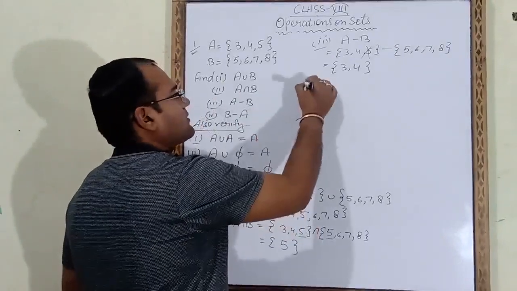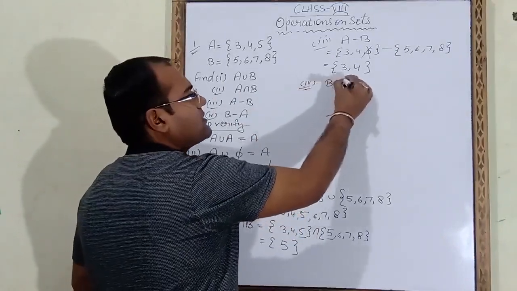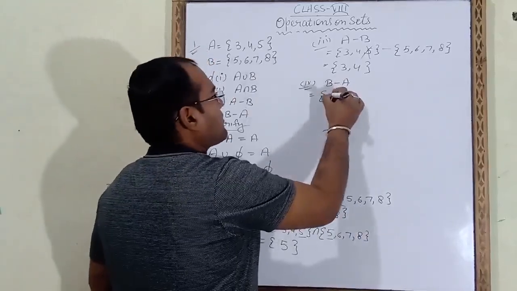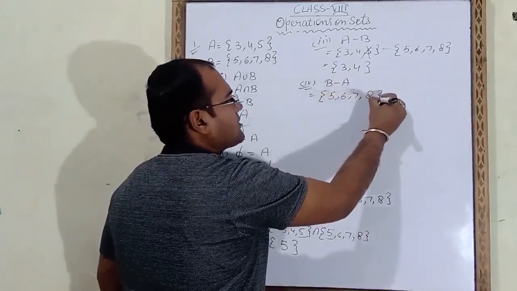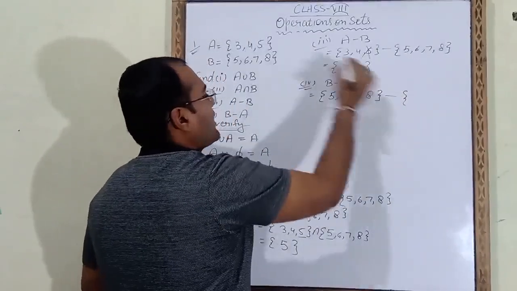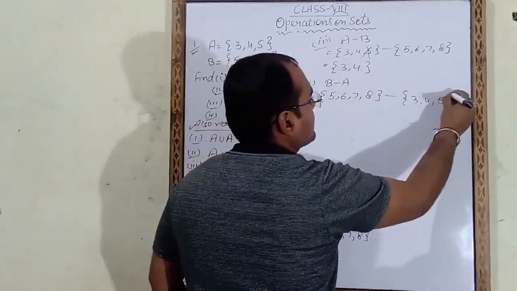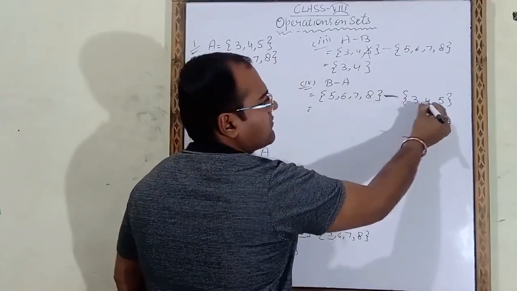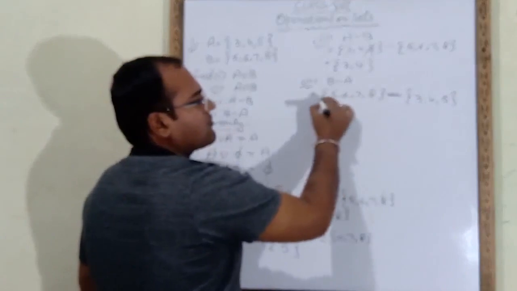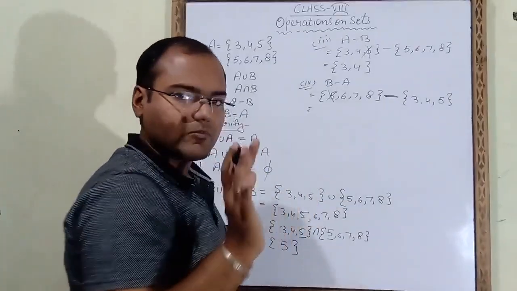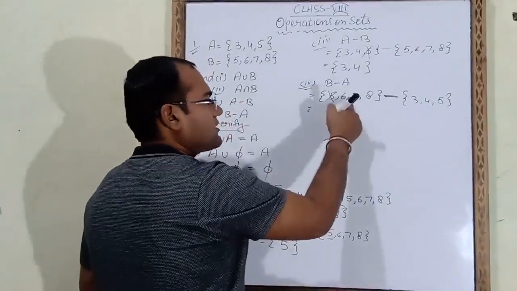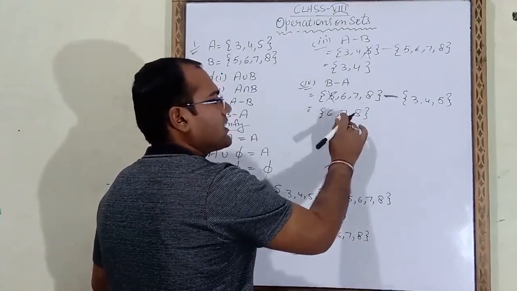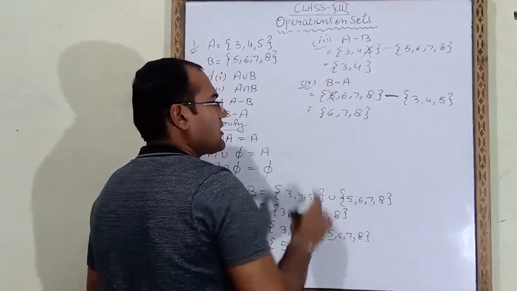Now the fourth part. The fourth part is B minus A. In B we have to write 5, 6, 7, 8 minus A. A elements are 3, 4 and 5. We have to remove 3, 4 and 5. 3 is not there, 4 is not there, 5 is there. 5 we will remove. What are the remaining elements in this set? Remaining elements are 6, 7 and 8. So this is the answer of B minus A.